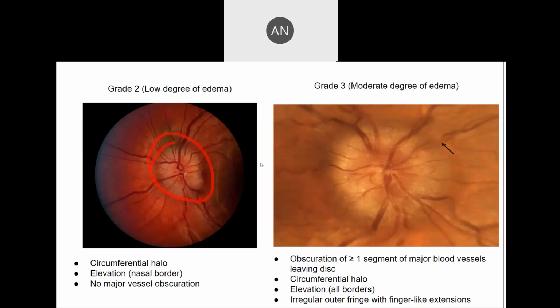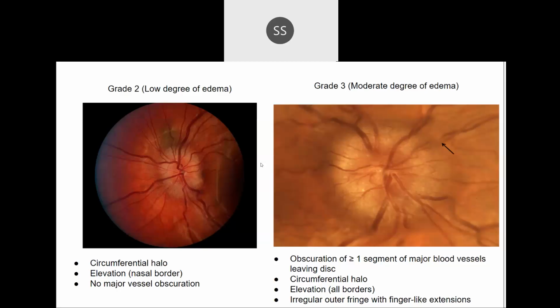Soalan tak? Sarah, anything to comment? Yeah, sometimes in the beginning stage it will be nasal lah, but it's not black and white. We don't really bother so much about that lah. As long as there's elevation and then there is peripapillary hemorrhage, we will just go with the papillary edema. Yep, agree. It's not so specific lah.